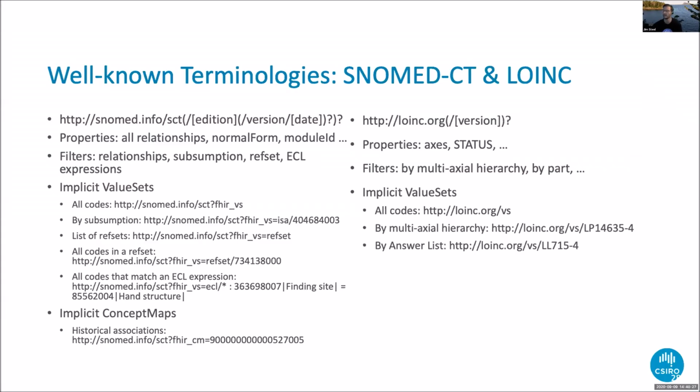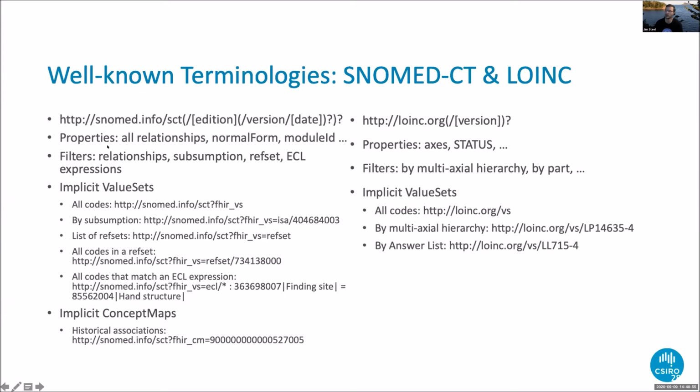So on the left here, we have all of the information about SNOMED. So it's got this http://snomed.info/sct. That's the URL for any SNOMED code system that goes into a FHIR server. And then it has a version format as well. So if you put /edition with the edition code and the version code and then a date, that's what the version syntax looks like for SNOMED code systems.